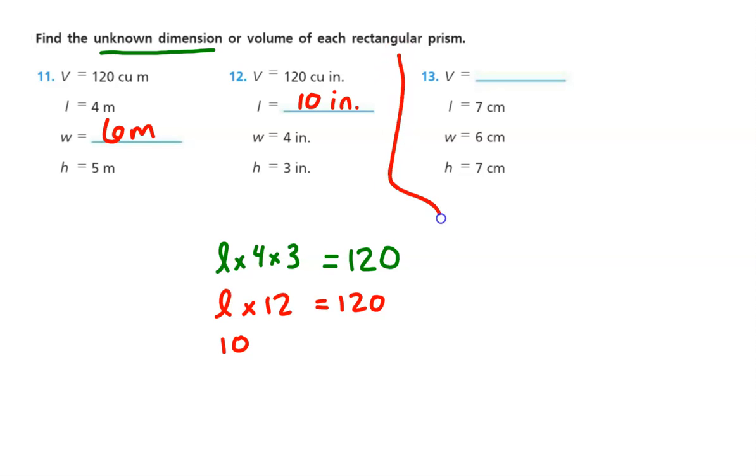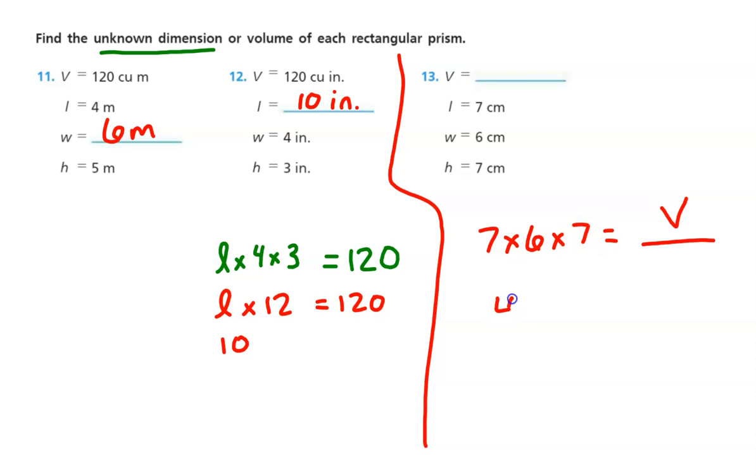And now for number 13, this one's not too bad because you're just solving for your volume, and you already know how to do that. You do your length times your width times your height, so that's going to be 7 times 6 times 7, and that will equal your unknown volume. The hardest part about this one is just that it's a big problem to solve.